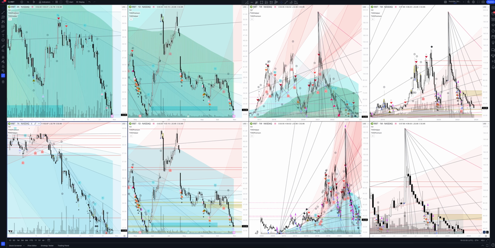Today we will take a look at IROBOT Corp stock. Let's analyze the market situation and find out how you can make money on it. Let's start.